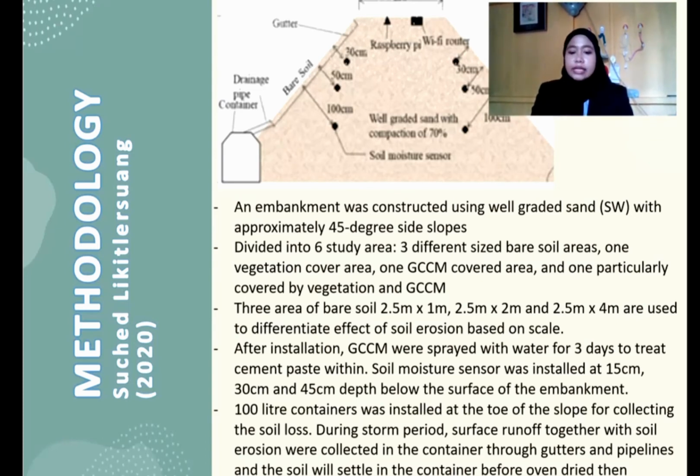During the storm period, surface runoff together with soil erosion were collected in the container through the gutters and the pipeline, and the soil would settle in the container before being oven dried, then weighed.